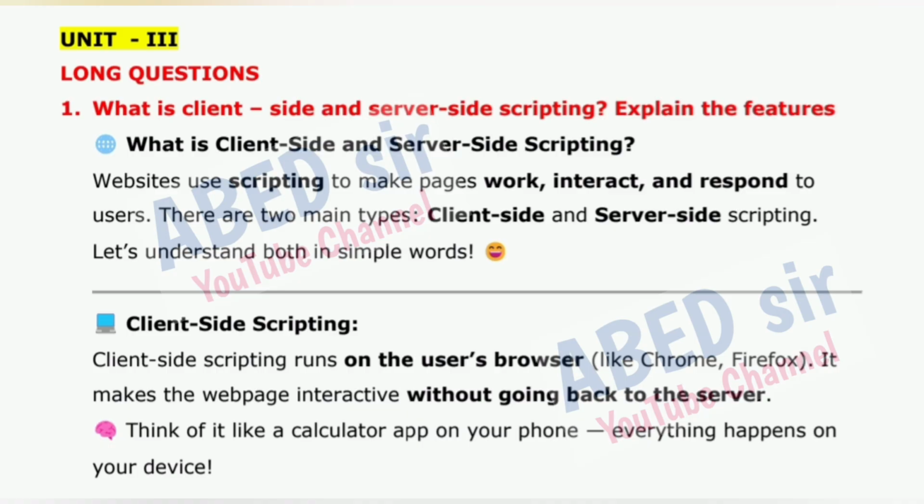What is client-side and server-side scripting? Websites use scripting to make pages work, interact, and respond to users. There are two main types, client-side and server-side scripting. Let's understand both in simple words. Client-side scripting runs on the user's browser, like Chrome or Firefox. It makes the webpage interactive without going back to the server. Think of it like a calculator app on your phone.